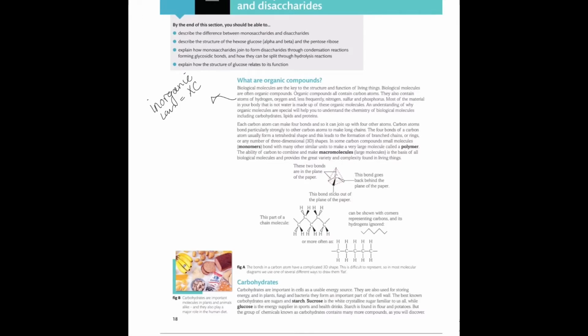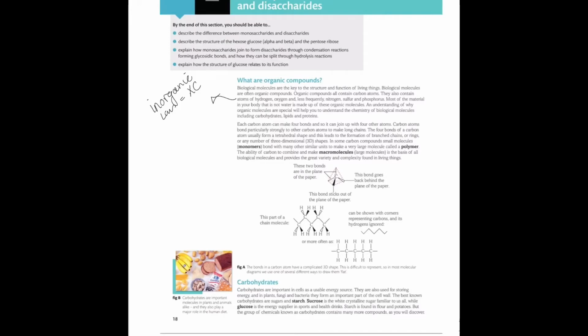An understanding of why organic molecules are special will help you to understand the chemistry of biological molecules, including carbohydrates, lipids, and proteins. Each carbon atom can make 4 bonds, and so it can join up with four other atoms. Carbon atoms bond particularly strongly to other carbon atoms to make long chains. The 4 bonds of a carbon atom usually form a tetrahedral shape, and this leads to the formation of branched chains or rings or any number of three-dimensional shapes.